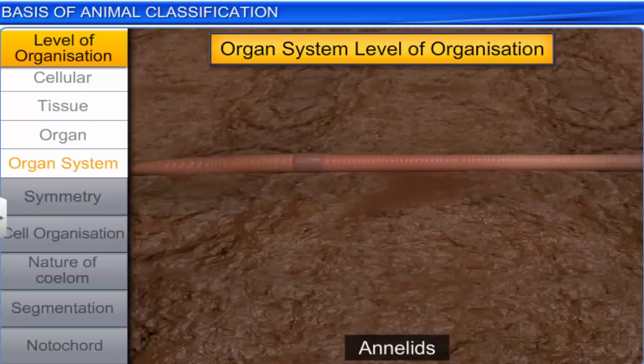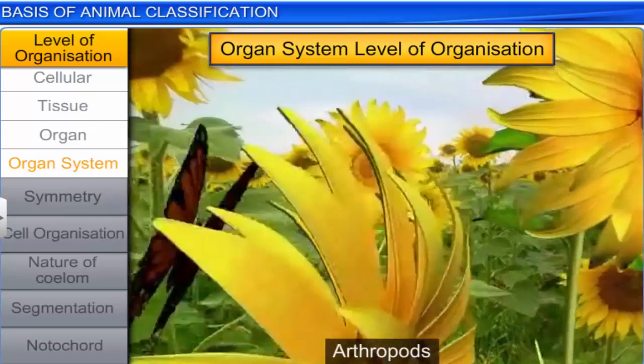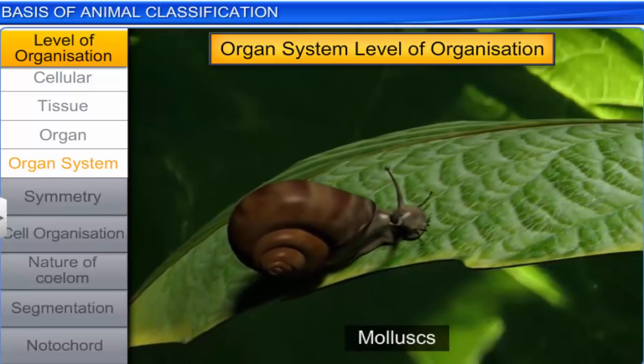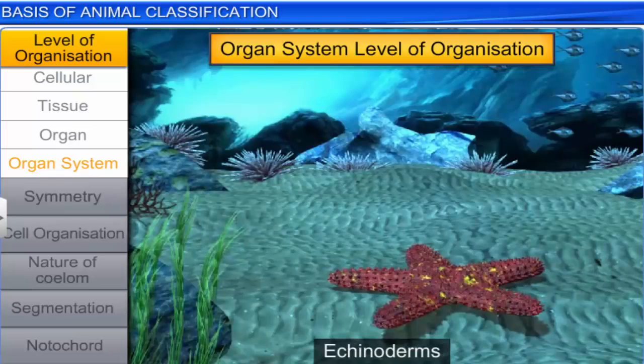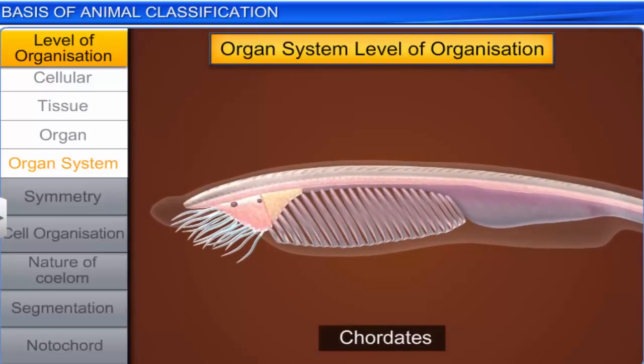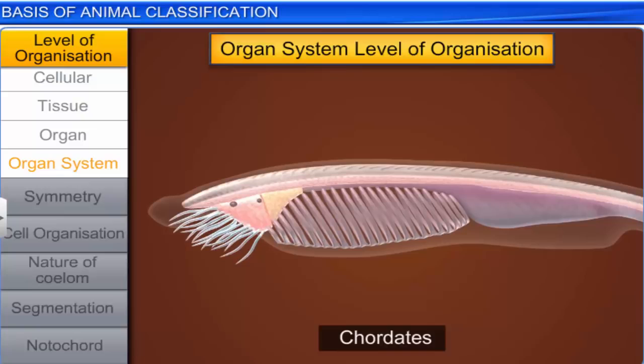Animals like annelids, arthropods, mollusks, echinoderms, and chordates exhibit this level of organization. Organ systems can also differ in complexity in various animal groups.